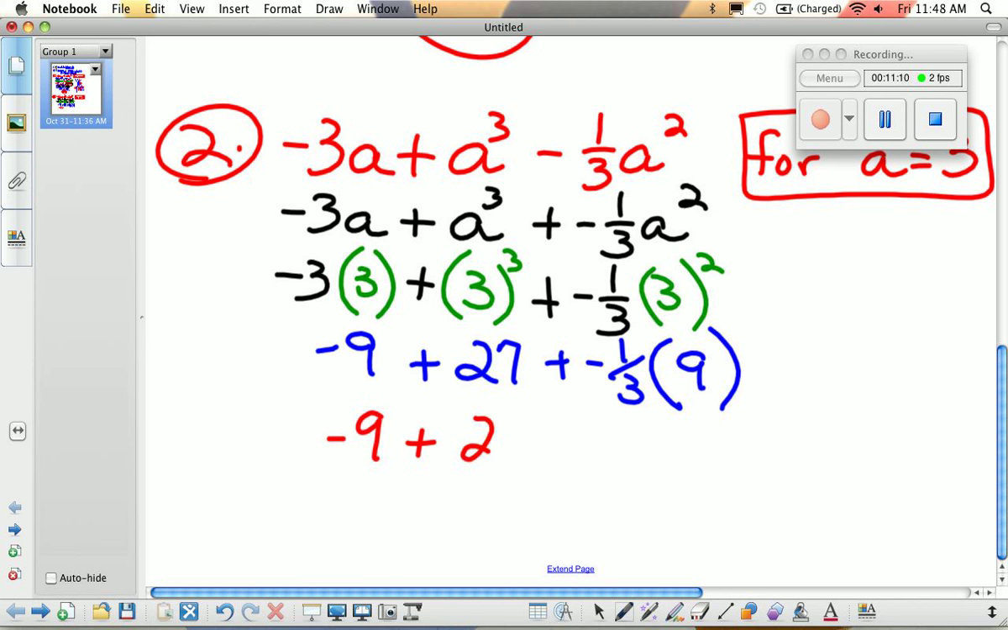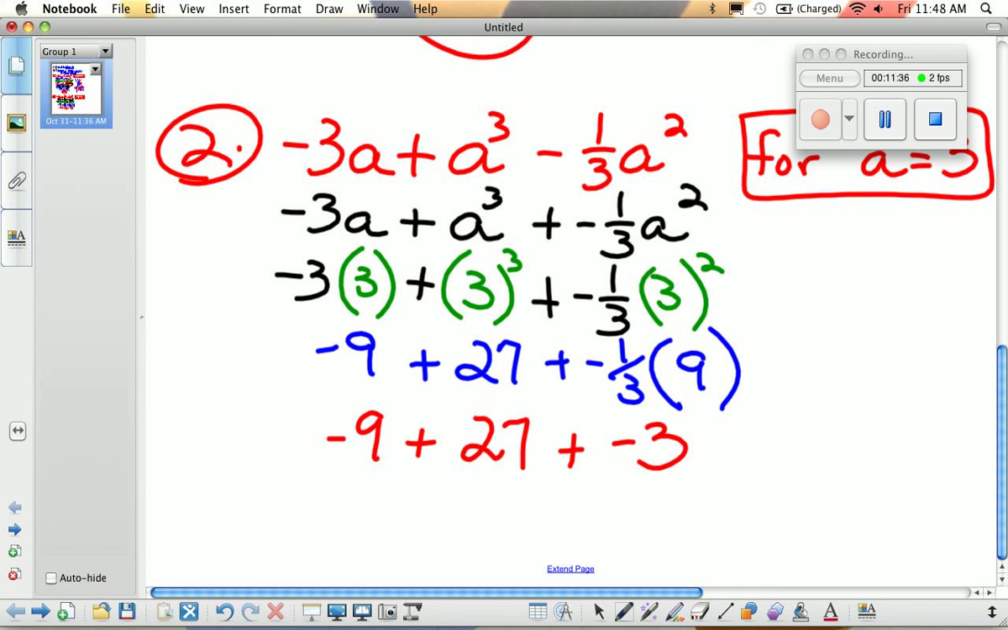Anybody have an answer yet? What do you get? 21. 21? 21. I got 15. I got 16. We got a variety of answers. Never mind, that's negative 3, put positive 3. Oh, that's a negative 1/3, yeah. Not the negative 21. And 1/3 of 9 is 3, and a negative times a positive.